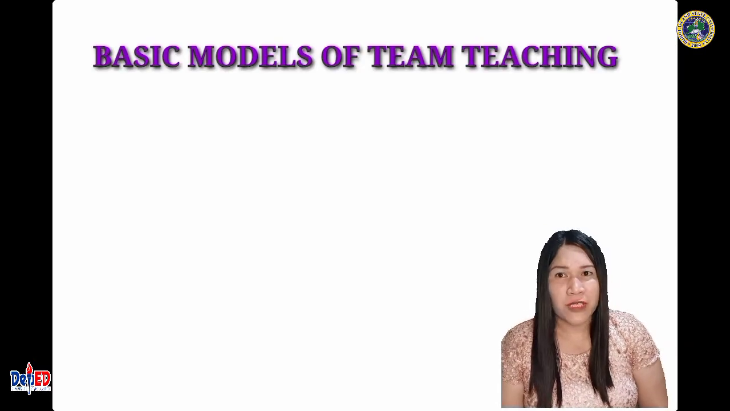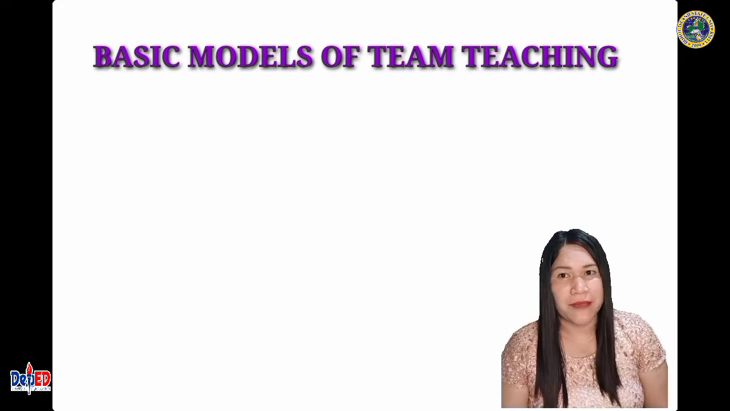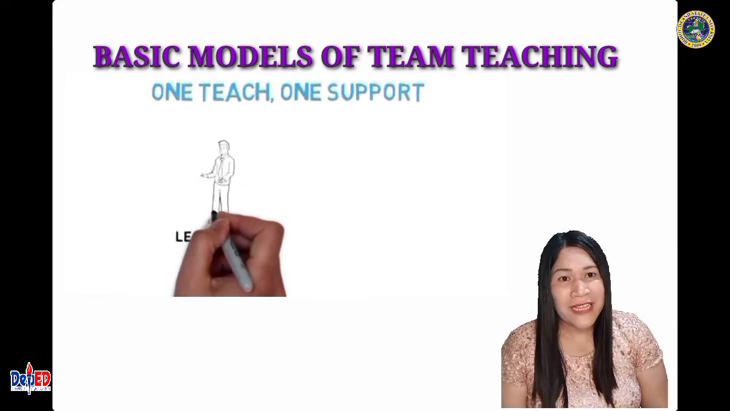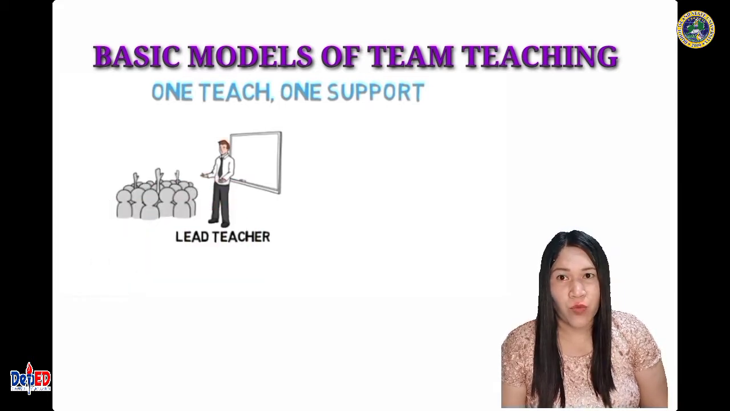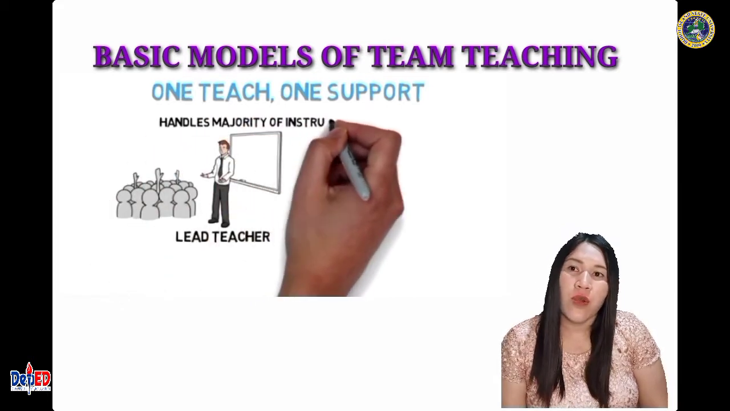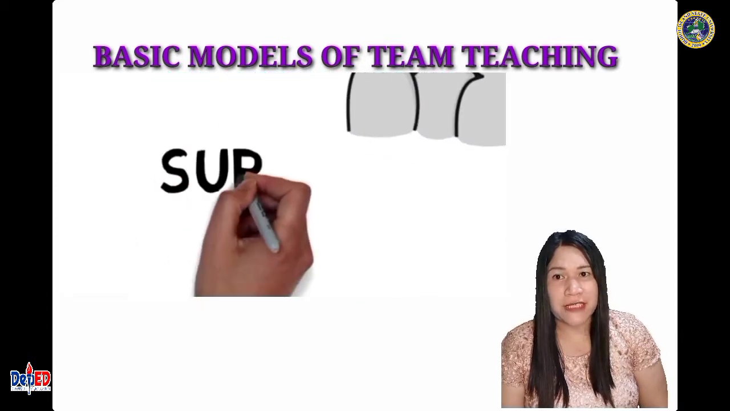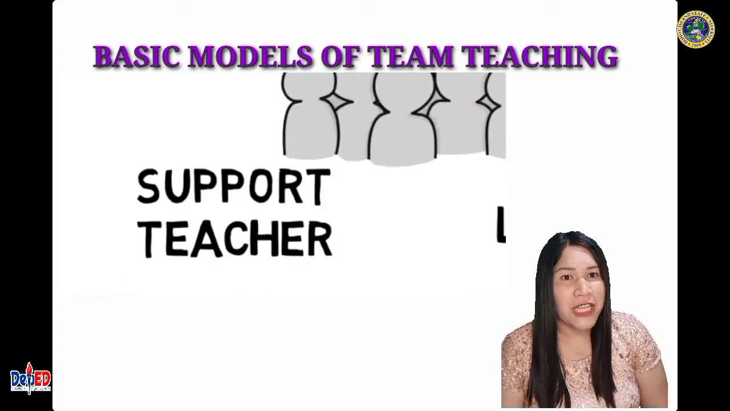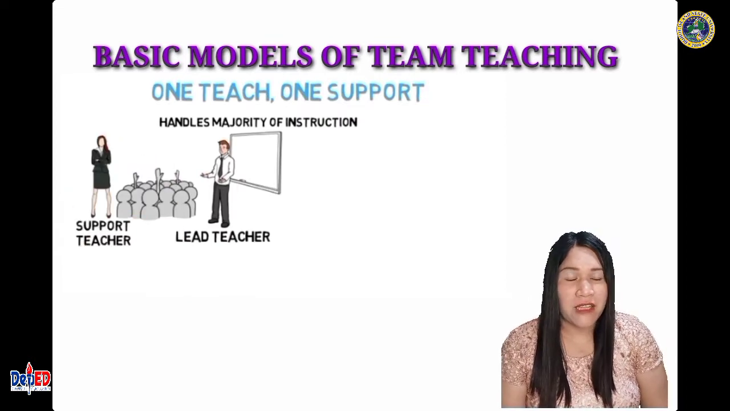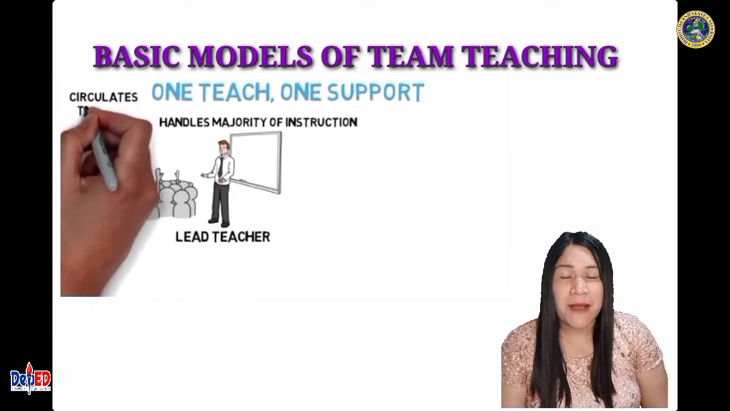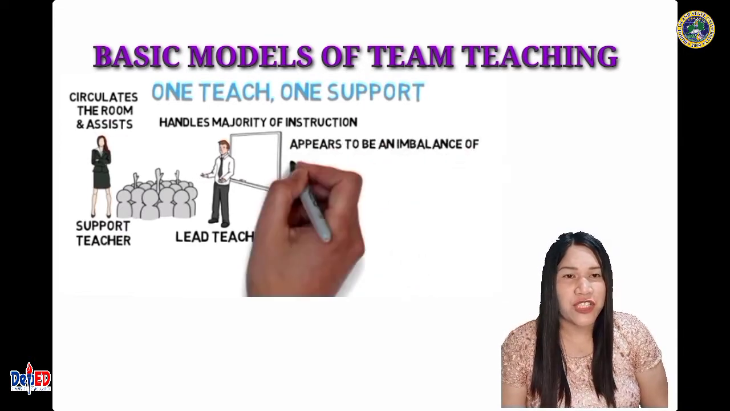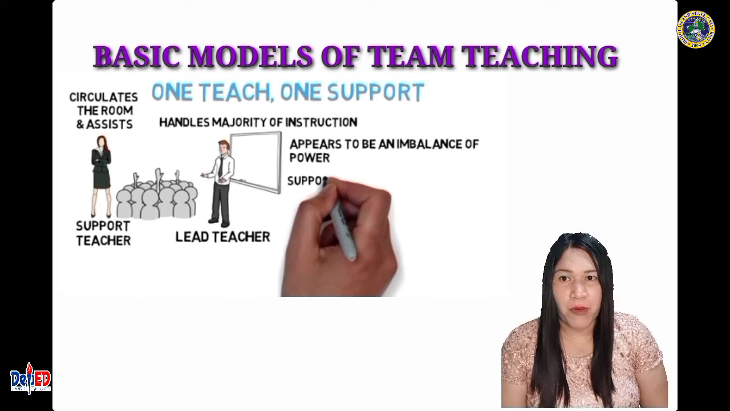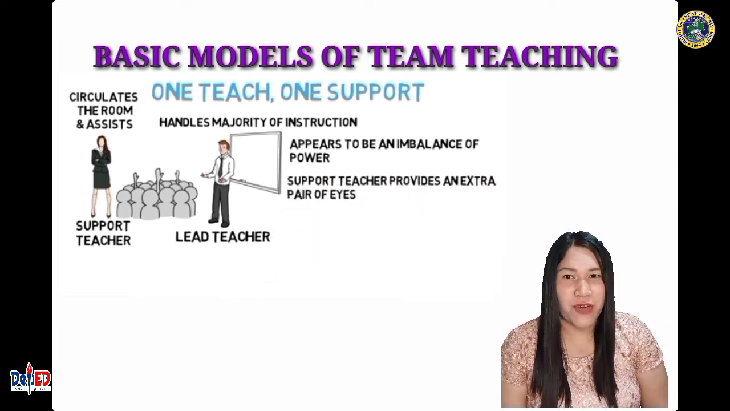Here are the basic models of team teaching and how each benefits the student. Number 1, one teaches, one assists, or one teaches, one observes. One teacher teaches a full group lesson while the other teacher roams and helps individual students. This is sometimes called one teach, one support because the second teacher often provides support for learning or behavior management.